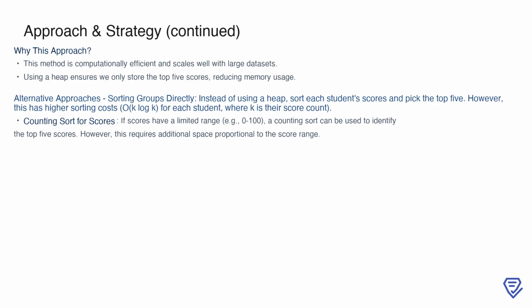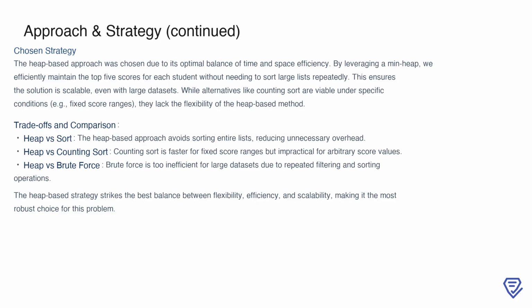The heap-based strategy was ultimately chosen because it strikes the best balance between time efficiency, space efficiency, and flexibility. By leveraging a min-heap, we ensure that only the top 5 scores for each student are stored, avoiding the need to sort large lists repeatedly. This makes the approach highly scalable, even with large datasets. While alternatives like counting sort may perform better under specific conditions, such as fixed score ranges, they lack the versatility needed for arbitrary score values.